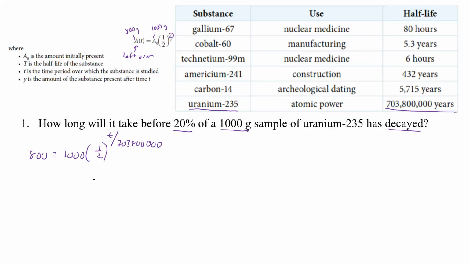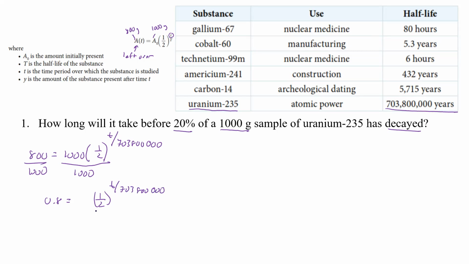Well, what do we need to do? Well, we need to isolate this something to a power. And if we do that, we'll divide that by 1,000. And we'll divide that by 1,000. So that says, we have 0.8. And that is represented as 80%. So we have 80% of a sample left, is what basically it's saying, is equal to, now I'm going to leave some space here because I know what I have to do. And so then we have the exponent t over 703,800,000.